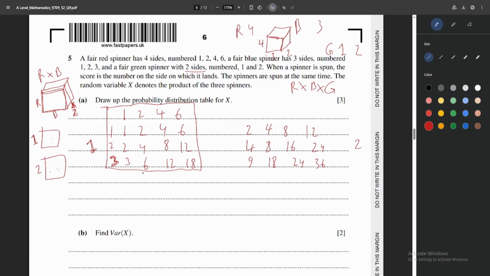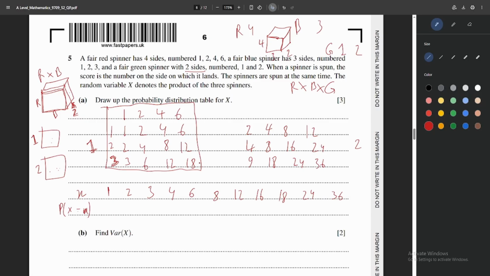So what are the numbers we have? X can be, from here we can see, 1, 2, 3, 4. I'm just listing all possible values from here. It cannot be 5, it can be 6, 8, 12, 16, 18, 24, and 36. All right, so now from the table we will just see which number, and what's the probability.